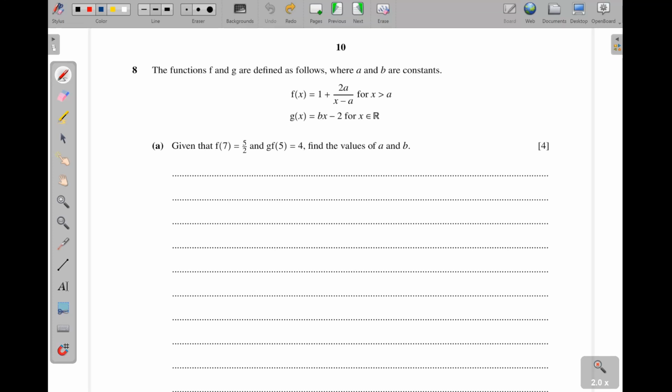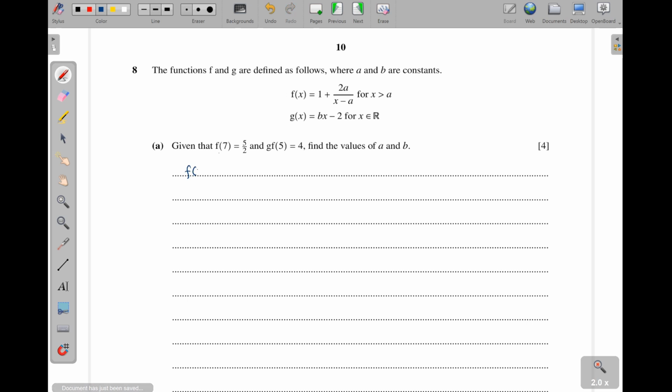Question 8 is coming from functions. The functions f and g are defined as follows, where a and b are constants. So these are the ones here. Okay, then they are saying that part A, f of 7 is equal to 5 over 2, and then gf of 5 is equal to 4. Find the values of a and b.